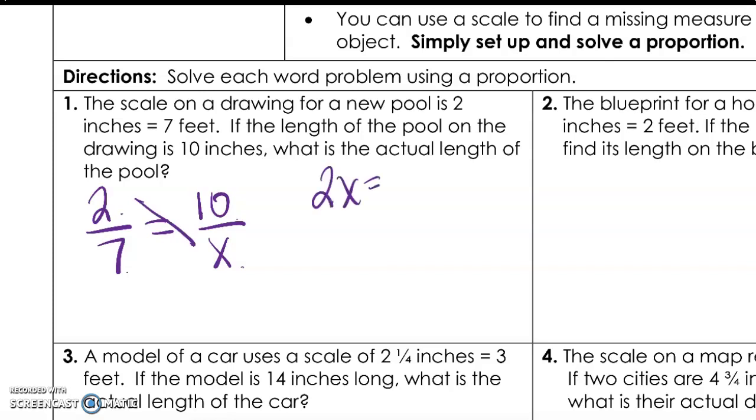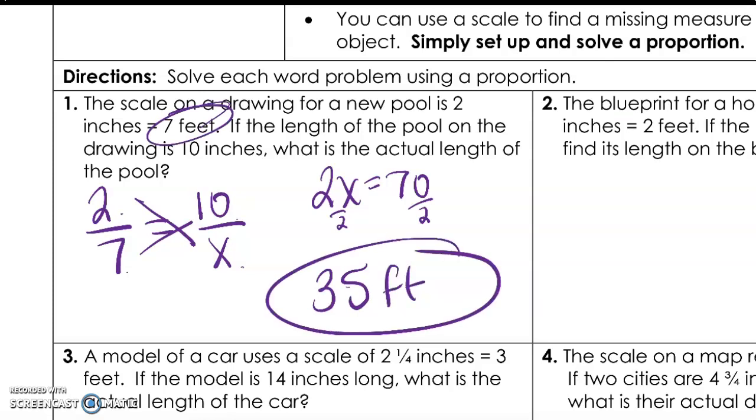2x is equal to 70. Divide, and we get 35. The actual pool then is 35 feet. So if it helps you, this is inches to feet and inches to feet. So you know you have feet that you're solving for.